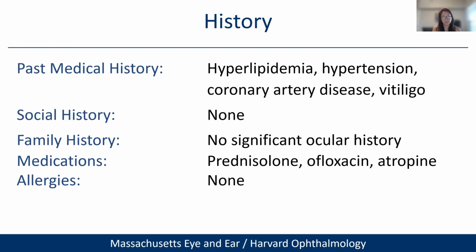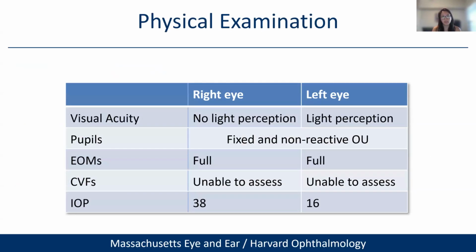and her ocular history was insignificant. The medications listed here are the drops that she was placed on post-operatively and initially when she was managed by the outside physicians. So we'll go over that a little bit, and she had no known allergies. On physical examination, her right eye was no light perception, and the left eye was light perception. She had fixed and non-reactive pupils in both eyes. Her EOMs were full, and her eye pressure was 38 in the right eye and 16 in the left eye.